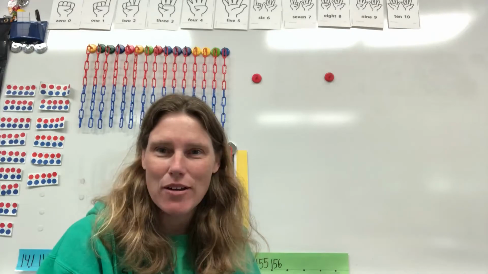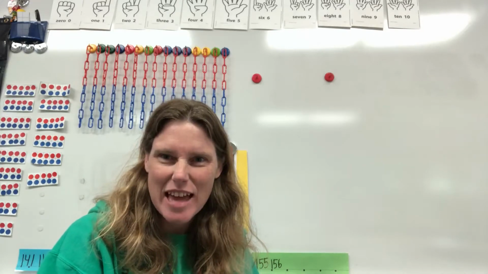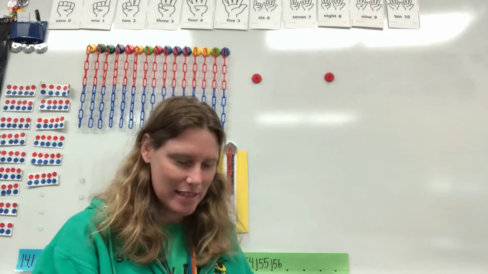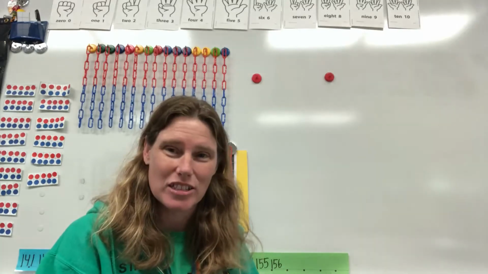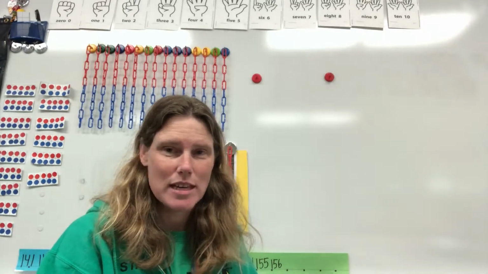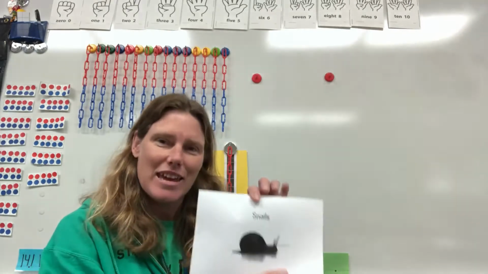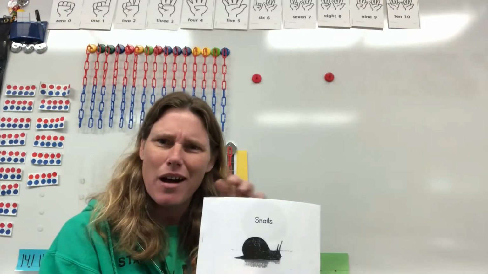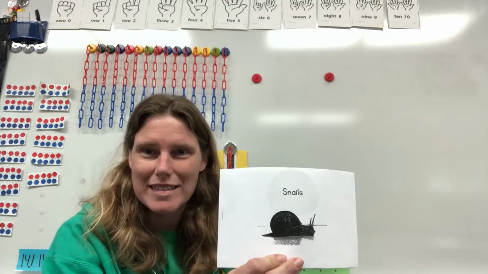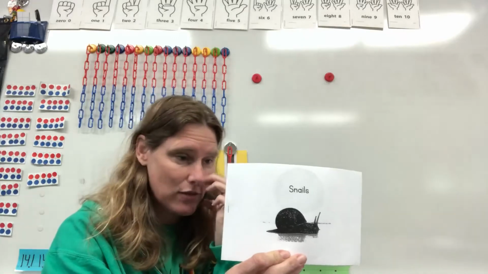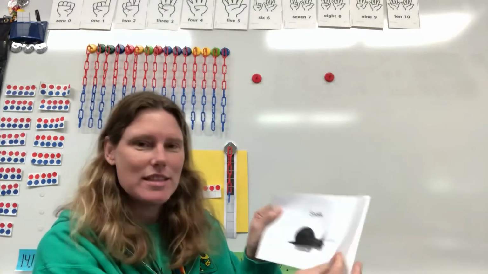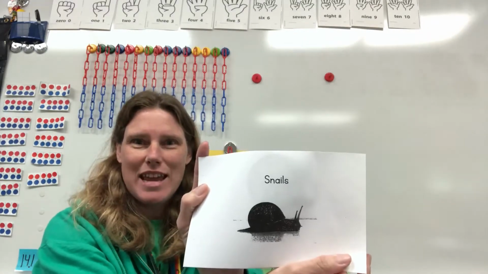We've been talking about habitats and things that live in certain habitats. And so we've been talking about the pond a lot, like the pond by my house. And snails like to live near ponds because it's wet near the ponds, and snails have to stay wet. So let's see this book about snails.